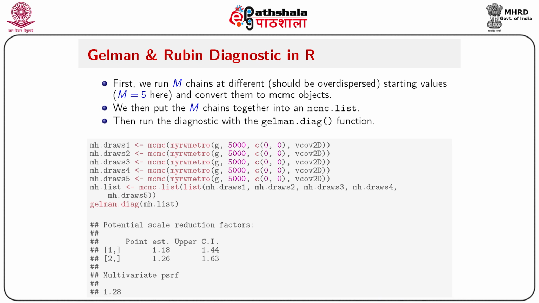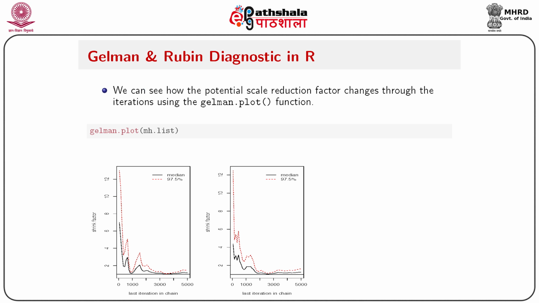Scale reduction factor is 1.28, and somehow it's still acceptable. We can see how the potential scale reduction factor changes through iteration using a Gelman plot. So we can change the scale reduction factor and we can change the number of iterations and see how it is reducing or how it is functioning.